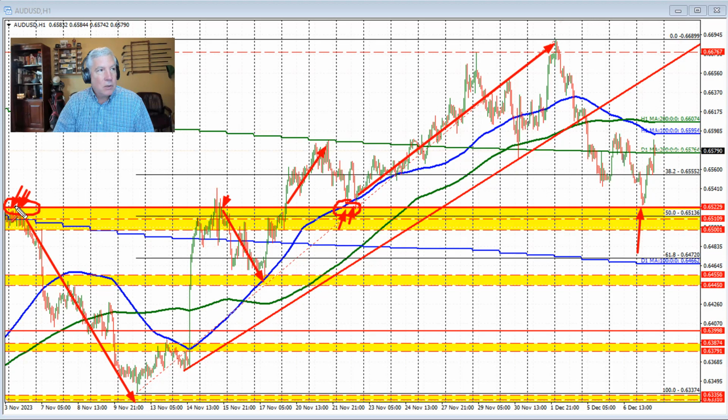If you want to go back further, you go back to these highs right through here, where the price came up toward that level and found resistance at this point. So this level, I'm going to earmark as a level of key support going forward.